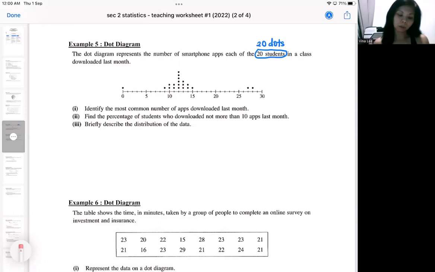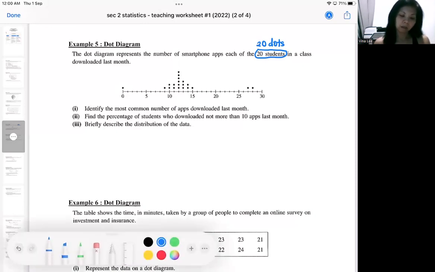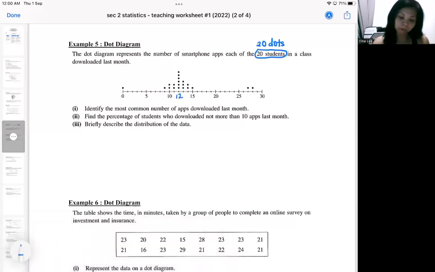In this question, for the first part, the most common number of apps means the most popular number of apps. The most popular will be 12, because there are a lot of students who downloaded 12 apps. So that's the most common number of apps downloaded.